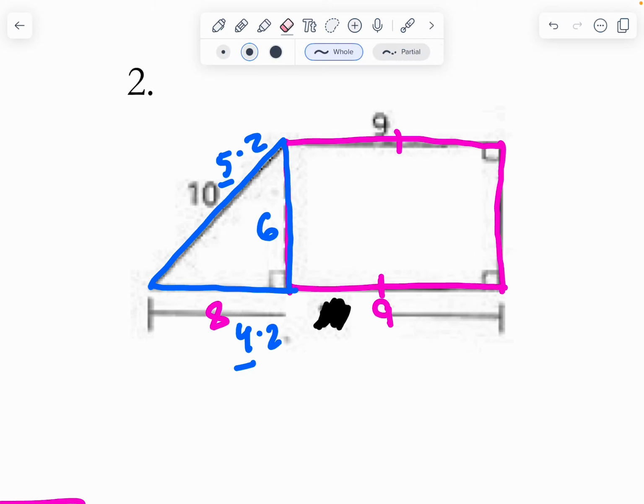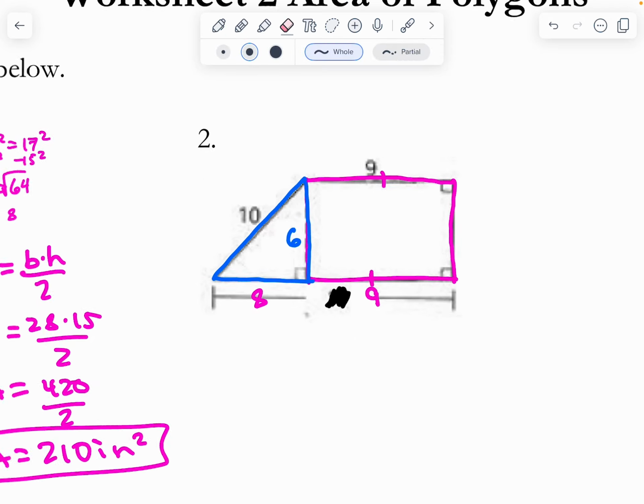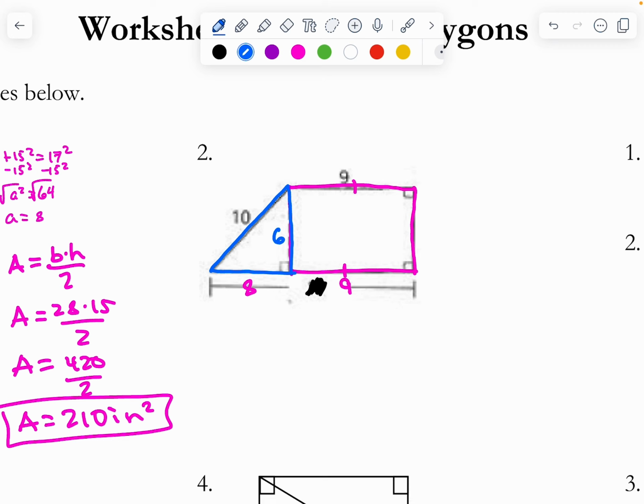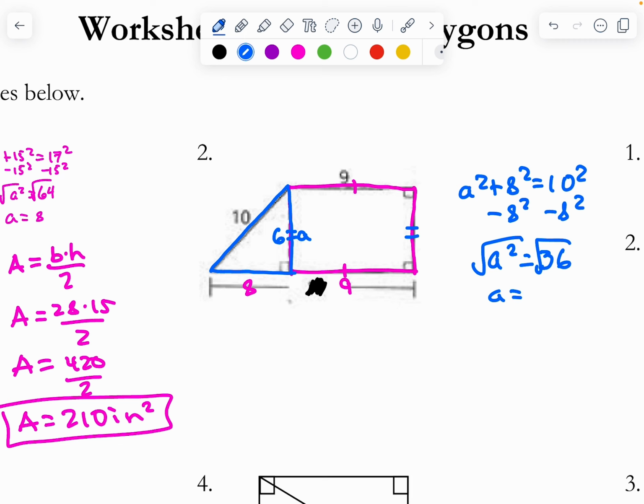And again, for those who are struggling to see these triples, you would have to write, let's say that this was A. Then we would say A squared plus 8 squared is equal to 10 squared. And then you have to subtract 8 squared. So you end up getting 100 minus 64 is 36. Square root, A is 6. So you get the same answer, but it just takes longer. Great, sweet. So this is 6.